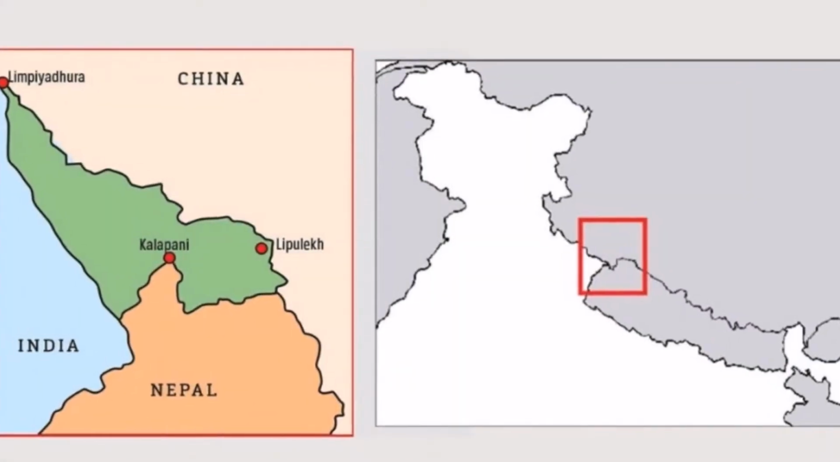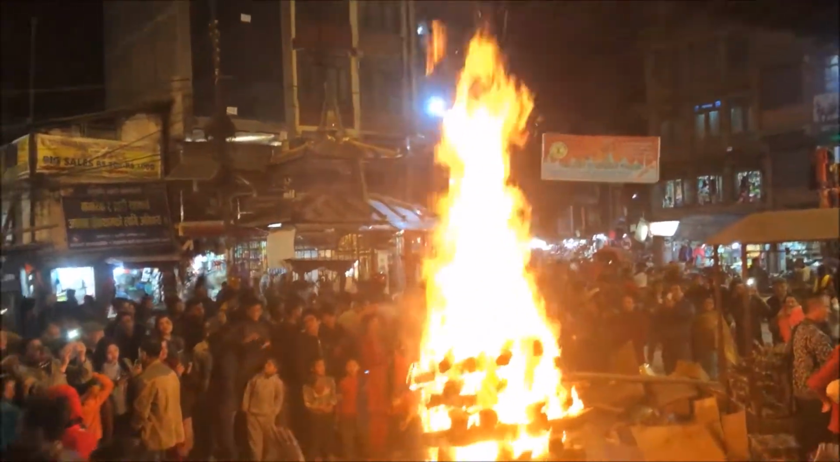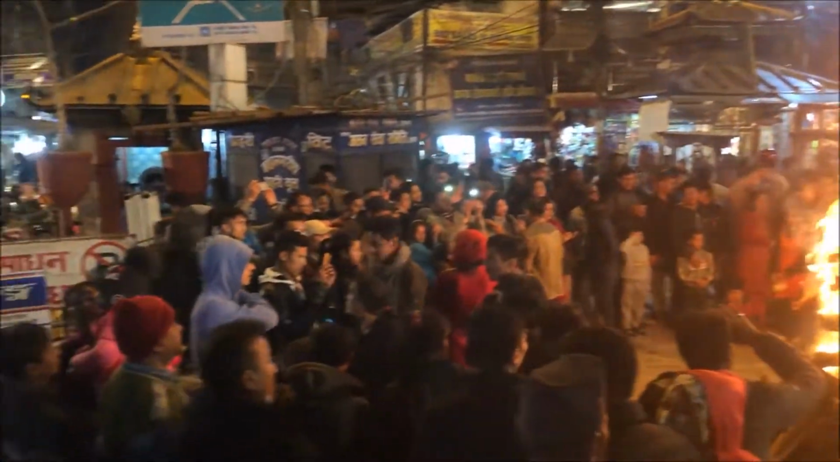The Kalapani region is one of the border disputed areas between Nepal and India, and both countries have been claiming ownership of this region. But ever wondered why this region became a disputed area and caused such a conflict in the first place?